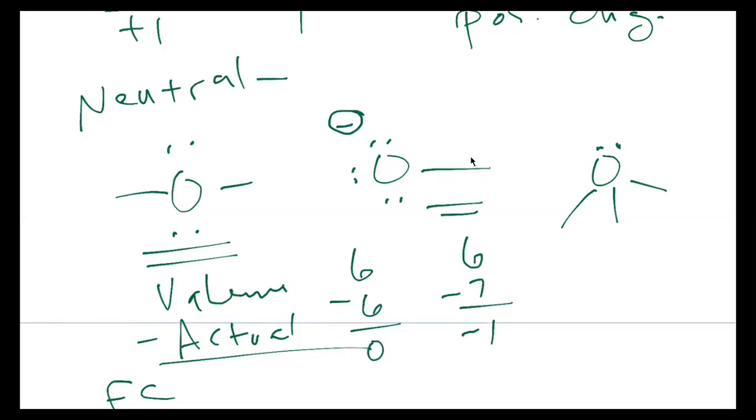So the formal charge on an oxygen with 3 lone pairs and 1 bond to it is -1. Always. This is something you can memorize. Now let's look at the next example right here. Valence is 6. What's the actual? 5. Good. Man, y'all catching it. It's gonna be a good semester.